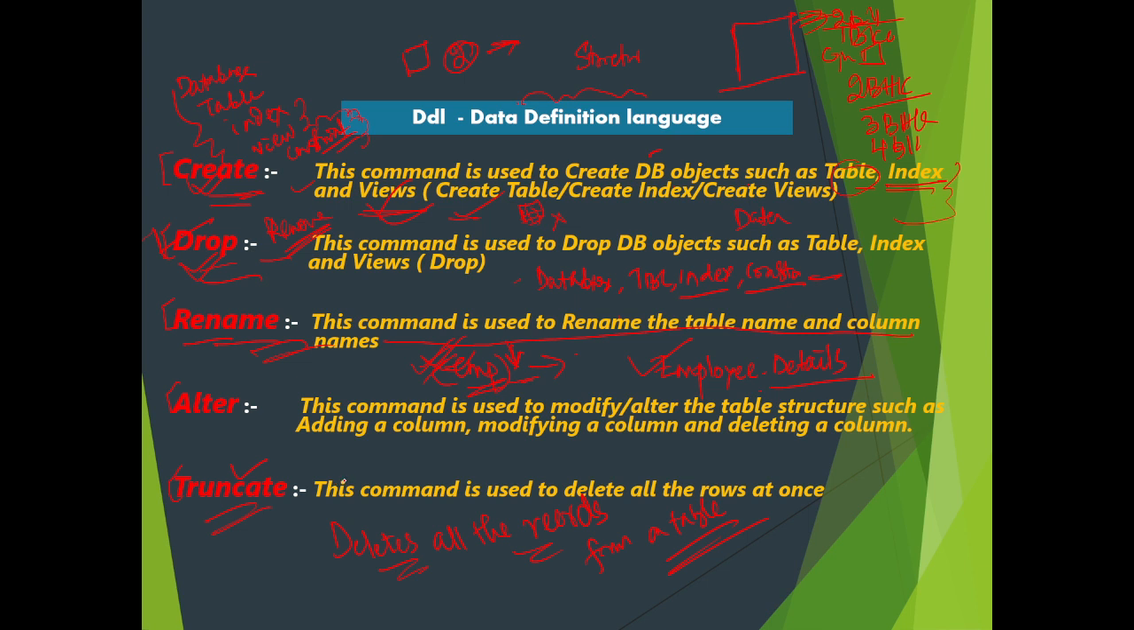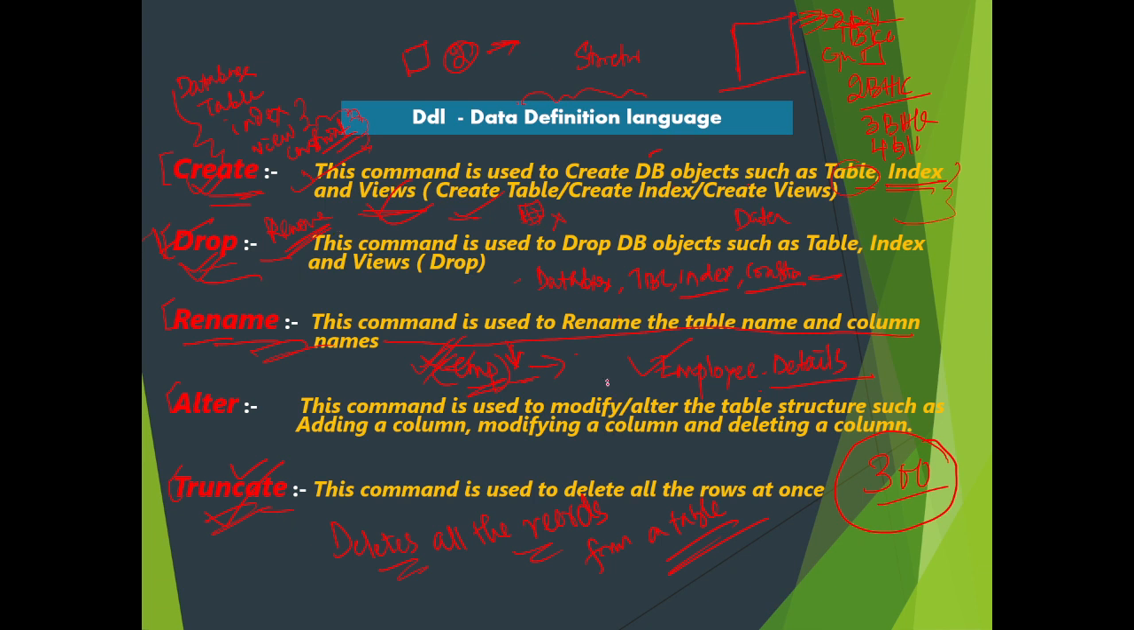The moment you use this command, it will delete all the records at once. Here you cannot delete one or two records. If you have 300 records and you use the truncate command, it will delete all 300 records at once. But the table will be there, the table structure will be there, but the data will be deleted. The table you created will be there, but only the data will be deleted.